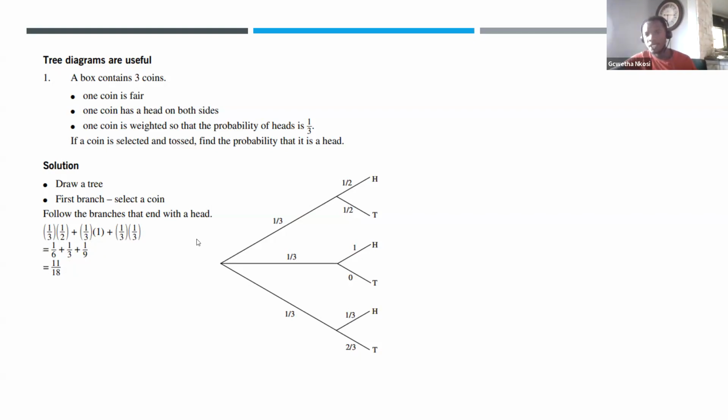Let me pause a bit here and see if they have a question. So far, no question. Okay. I don't see it in the chat box. All right. Since there's no question, let us proceed.